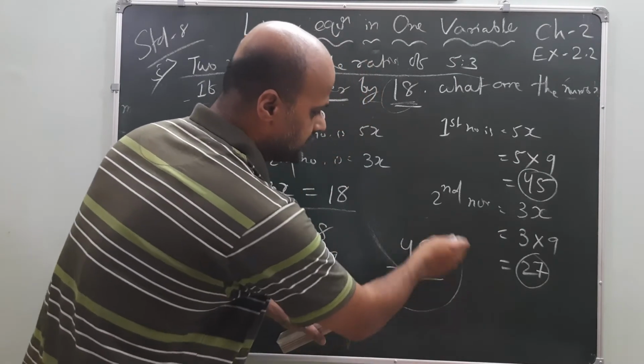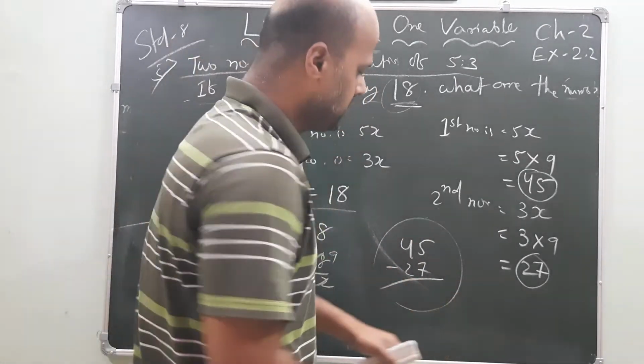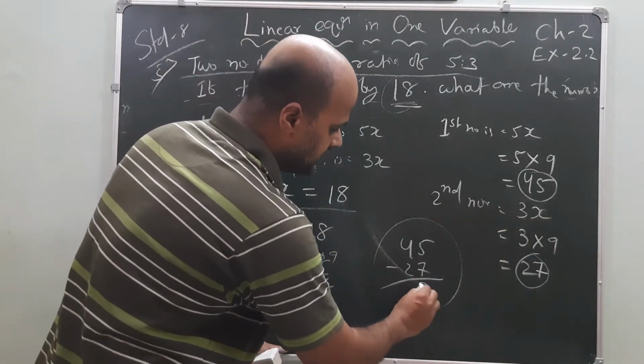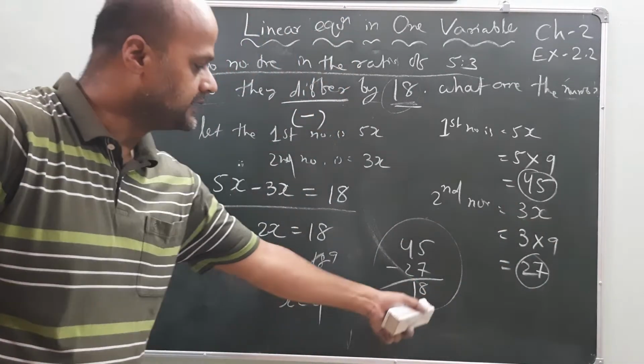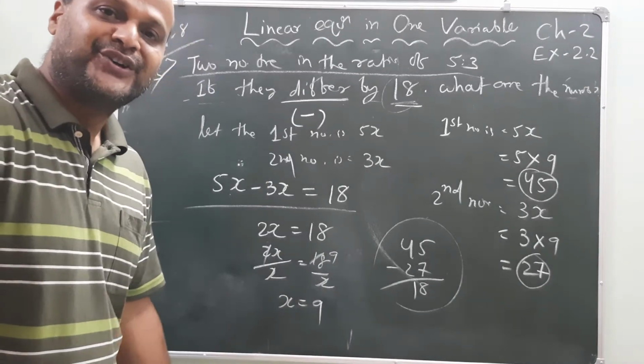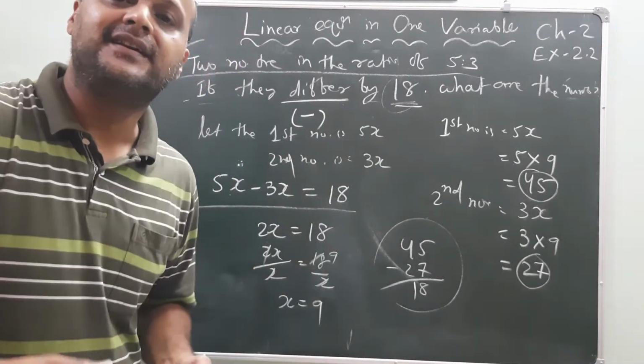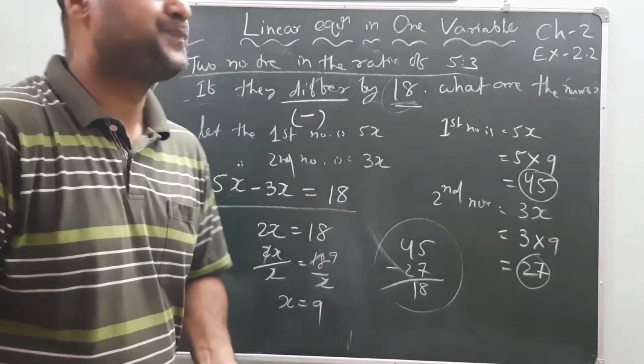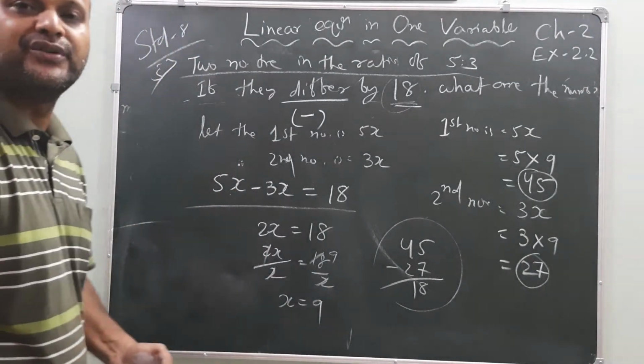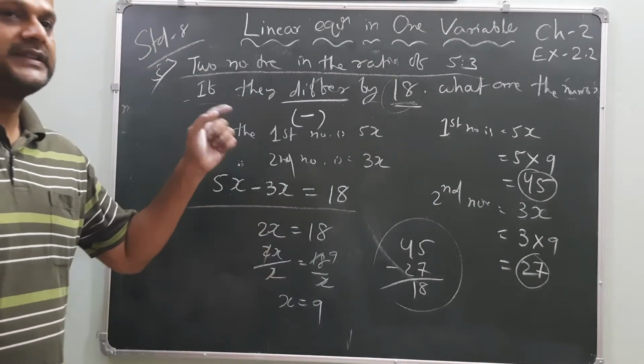In the rough you have to do this one, okay? Don't do it in the fair one. In the rough side you have to do it. How much? 18. It is correct. So this is the trick how to solve the statement in a linear equation in one variable. Okay, so this is understood by you.